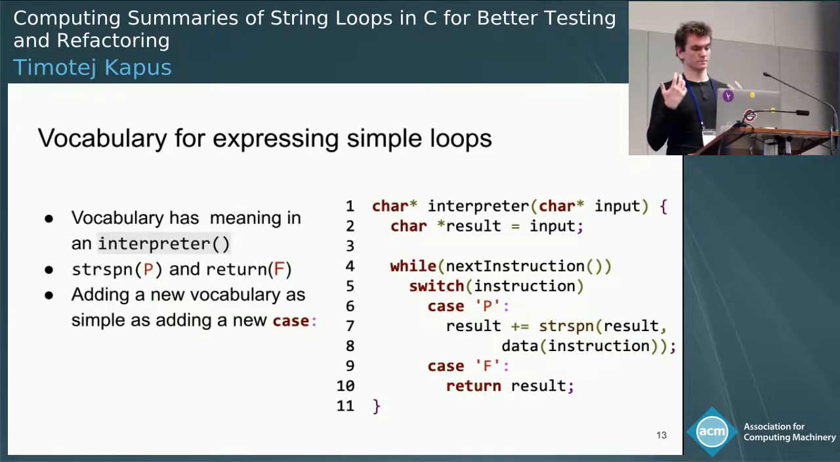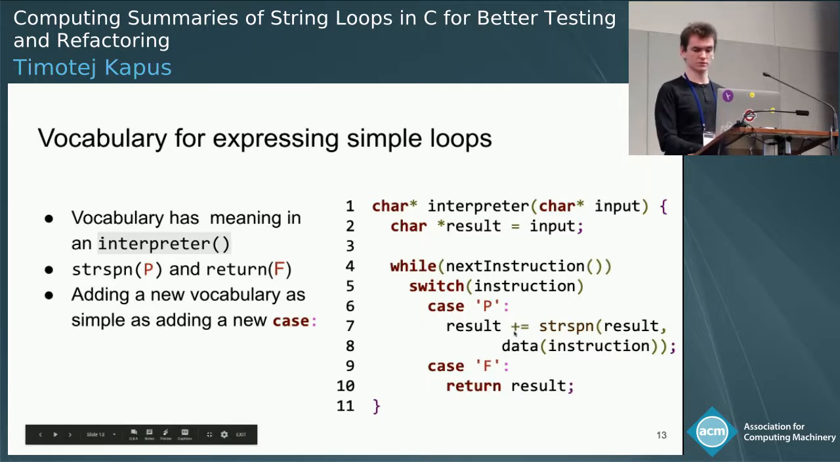This sequence of characters, or this vocabulary, has meaning with respect to this interpreter. If you give this sequence of characters as a program to this interpreter, it should have the same behavior as the original loop. This interpreter is fairly simple. It has the pointer-to-pointer interface we described. It has this result register, which gets set to input, and then it iterates the program for each instruction, branches on it, and performs the action. So it either returns, or the strspn instruction calls strspn with the data from the instruction.